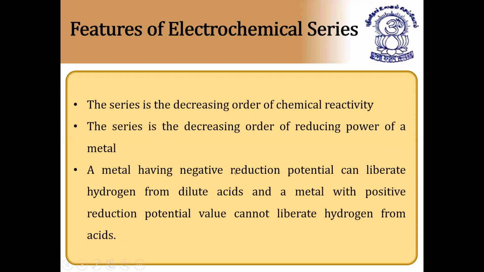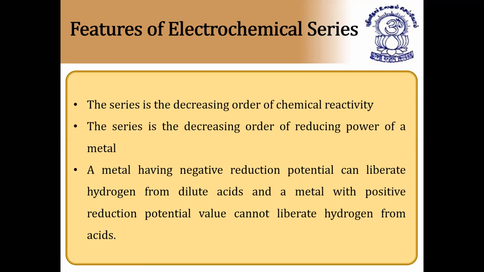So a metal having negative reduction potential, like zinc, can liberate hydrogen from dilute acids, and a metal with positive reduction potential value cannot liberate hydrogen from acids. Hydrogen can liberate those metals, but hydrogen cannot be liberated from those metals. So I hope it is clear. That's why in the case of copper, hydrogen is liberating copper metal from copper ions, whereas in the case of zinc, zinc is liberating hydrogen gas.